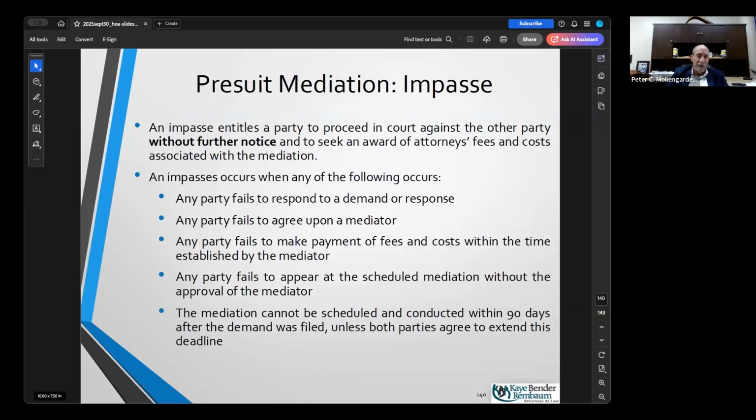So how is there an impasse? An impasse occurs when any party fails to respond to a demand or a response, any party fails to agree upon a mediator, or a party fails to make the payment required to pay the mediator. It also occurs when any party fails to appear at the scheduled mediation without the approval of the mediator, or the mediation cannot be scheduled and conducted within 90 days after the demand was filed, unless both parties agree to extend the deadline.